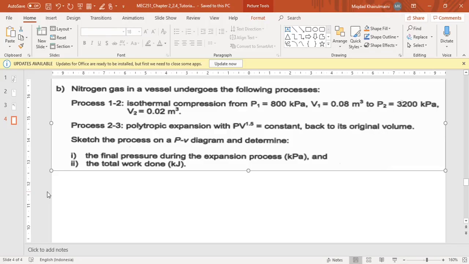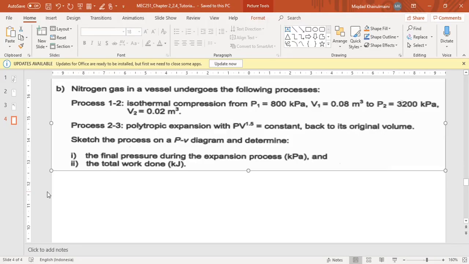Here it gives us the equation PV to the power of 1.5. So 1.5 here refers to the index number, n equals 1.5, back to its original volume. Please be careful with this statement. It says back to its original volume, meaning that V3, the volume at state 3, is equal to the volume at state 1, because state 1 is the original state.